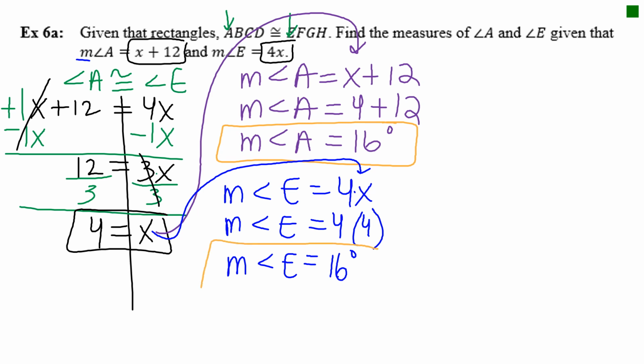And again, the reason that played out the way it did is because we were told that the angles were congruent, or at least we figured it out. So it makes sense that when I finally do solve them, they have the same exact degree measure.